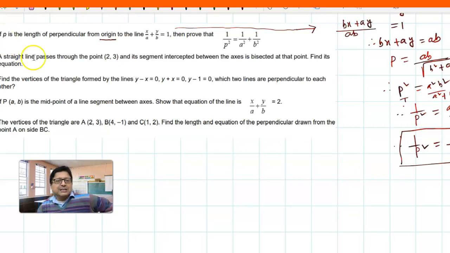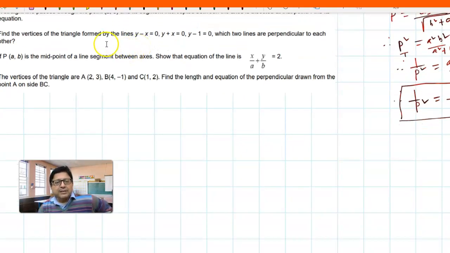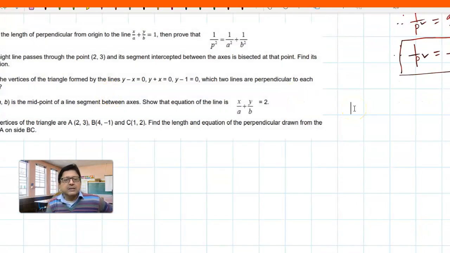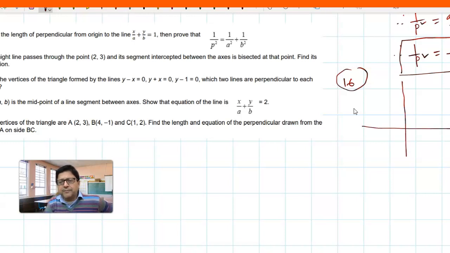Number 16. A straight line passing through this point, and the segment intercepted between the axes is bisected at the point. Then how to find the equation of the line? So 2, 3 lies in the first quadrant. Better you take the line in this form. This point is 2, 3. This point you take as a, 0, because the intercept form will be of great help this time, because a and b values you need to find to get the equation. Now this point is the midpoint of AB. So you start in this manner.